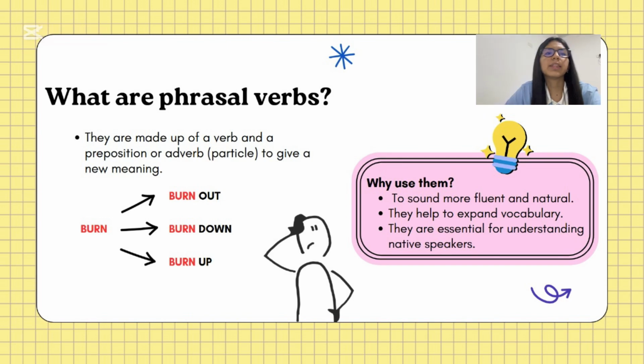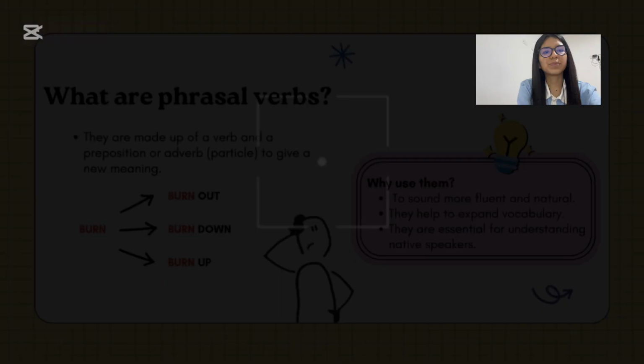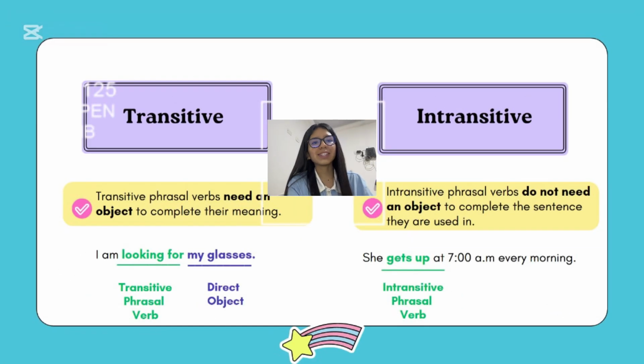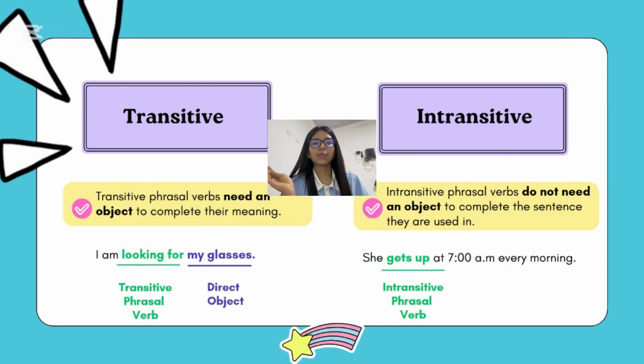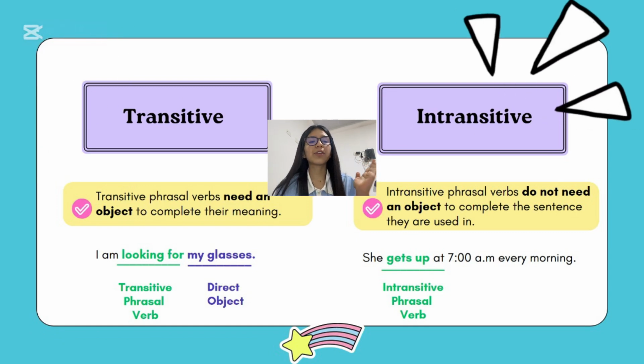Also, you can find them in movies, songs, and TV shows. So, understanding them is essential in real life. Finally, they also help us to expand our vocabulary easily. As you can see, one simple verb can change its meaning when combined with different particles. Now, let's see transitive phrasal verbs and intransitive phrasal verbs.